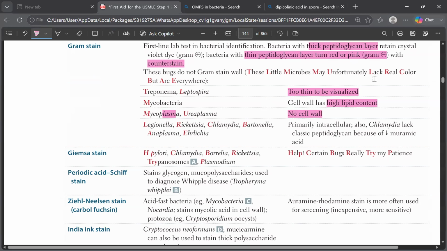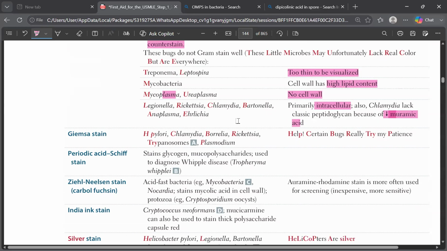Okay, so the next is the same category, lack real color but are everywhere. Legionella, Rickettsia, Chlamydia, Bartonella, Anaplasma, Ehrlichia. They're primarily intracellular. Also, Chlamydia lack classic peptidoglycan because of decreased muramic acid.